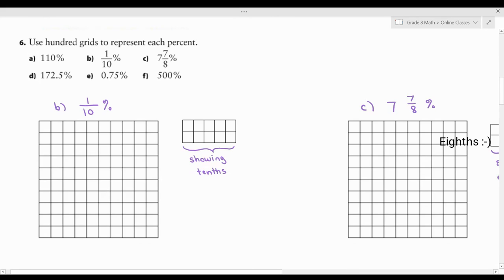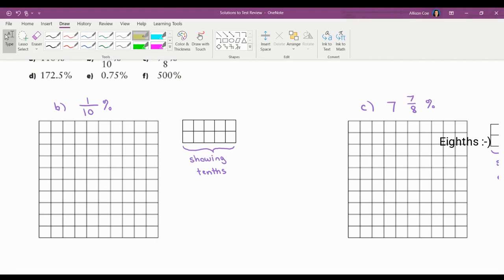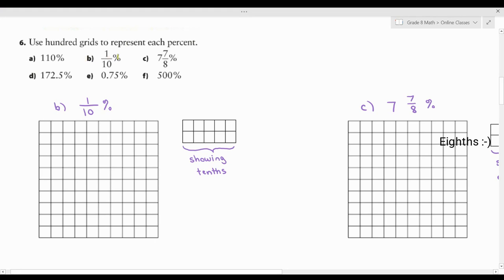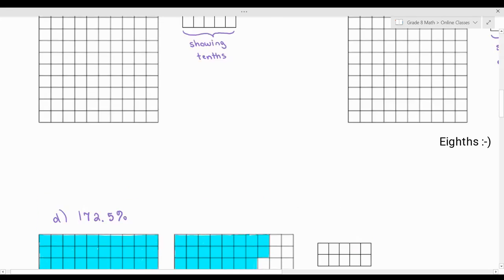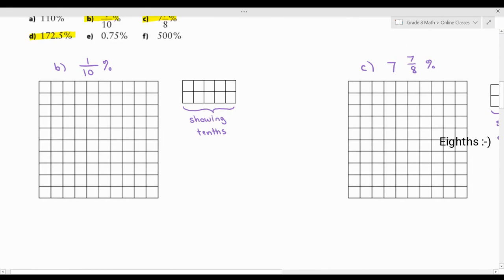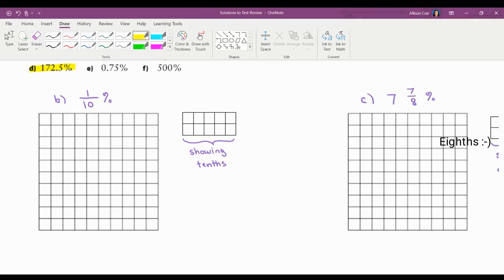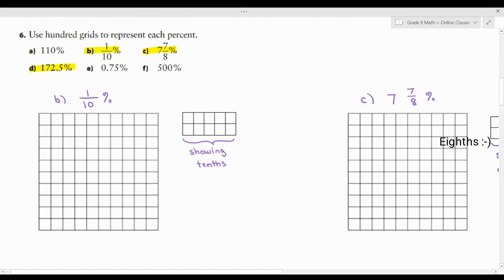Moving on to question number 6, there's quite a few questions tied to this. It tells you use 100 grids to represent each percent. So I'm going to highlight 3 of them. I'm going to look at question B, question C, and then I believe question D. Yep, question D. All right, so this is actually the opposite of the last question. It's telling me the percent, and I want to show it in a pictorial way using the 100 grids.